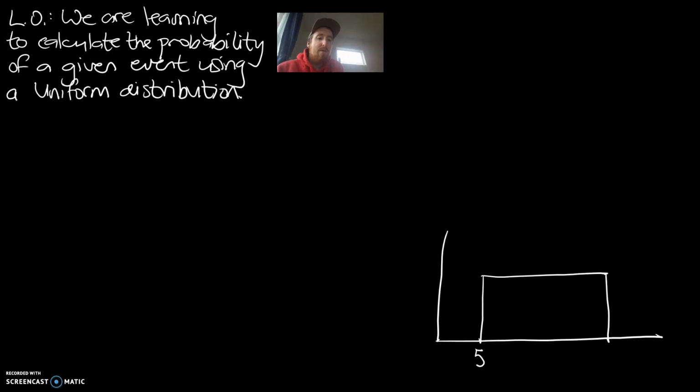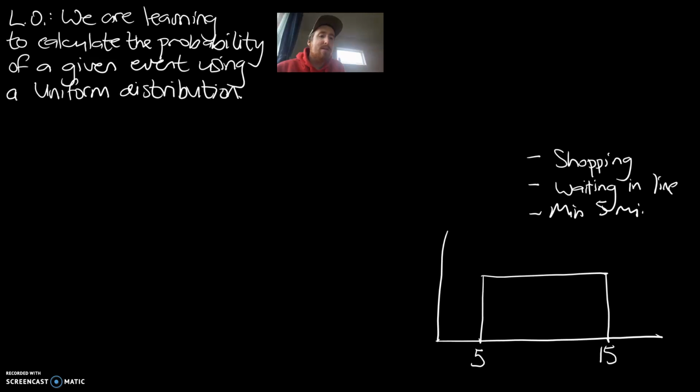And we're working on the scenario where you're at the supermarket, you're doing your shopping, and you are waiting in line because there are big lines at the moment. The minimum time you're going to wait is 5 minutes, and the maximum time you can wait is 15 minutes. And it's pretty equally likely for anything in between those times.